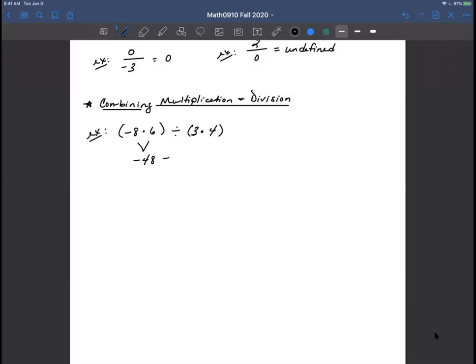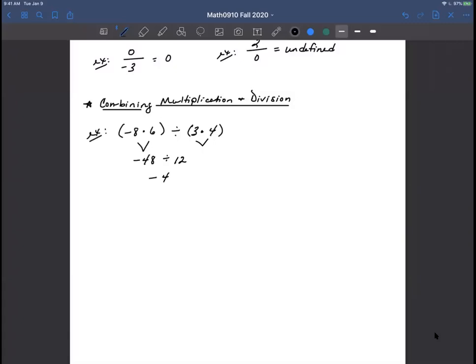I'm going to bring down the division symbol. Now I'm going to take care of this next set. 3 times 4 we know is 12. So the next part, let's do the -48 divided by 12. The signs are different, so I know that my quotient is going to be negative. So 48 divided by 12 is 4. So this is what your work should look like. Show each step along the way.